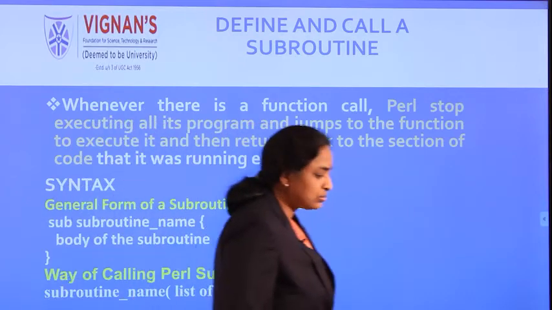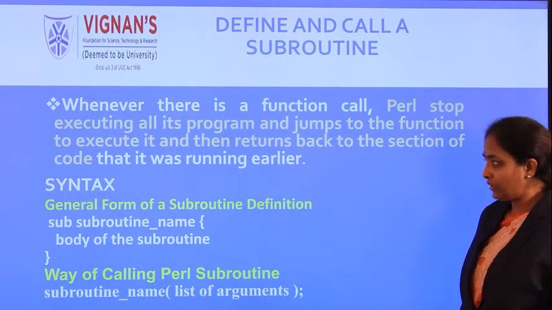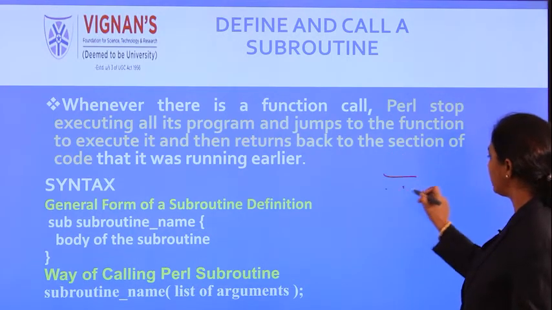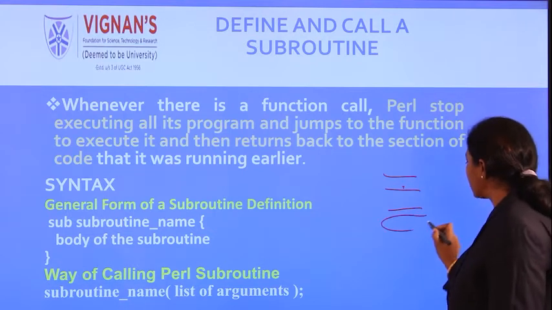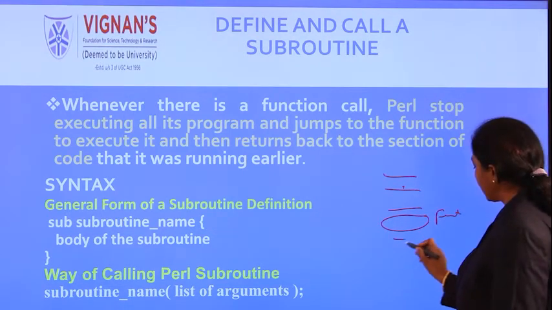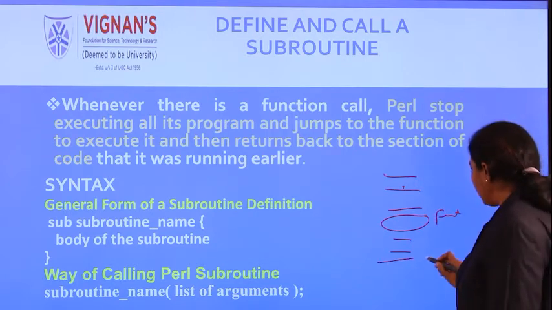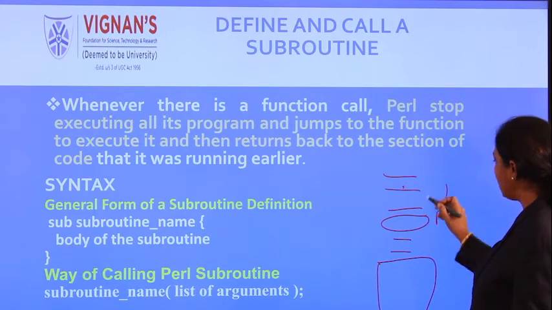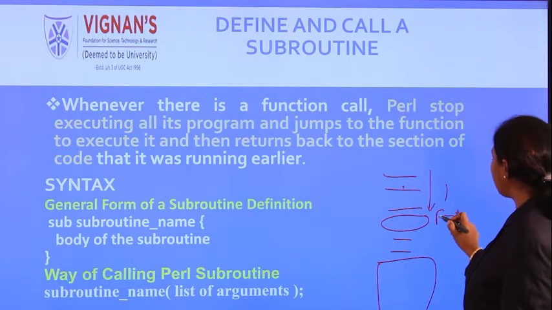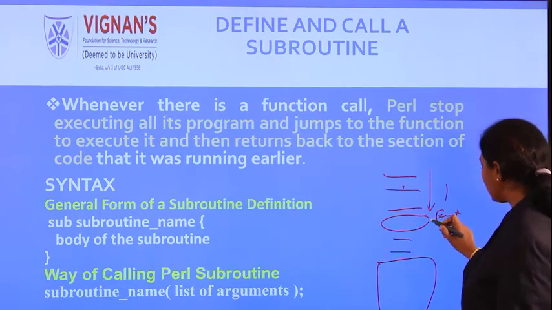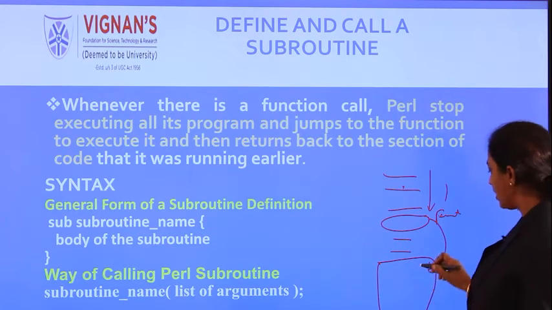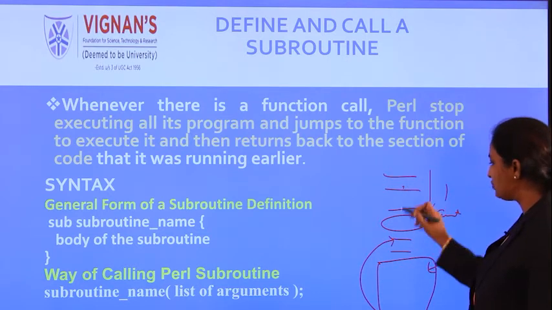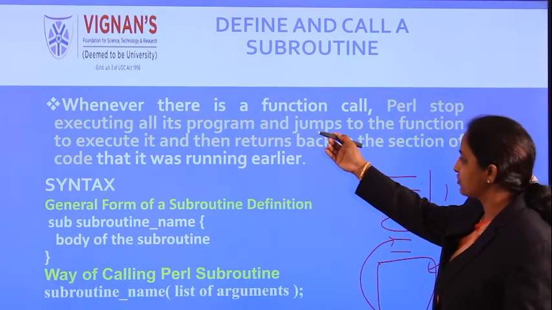Now we will see how to define a function. Suppose this is your program. Here you have some function call, and after that again you have more code. Your function definition will be at this point. Whenever the function call occurs during execution, control automatically transfers to the function definition. After execution of the function, it comes back and executes the statements which are in line. That is what I am saying here.